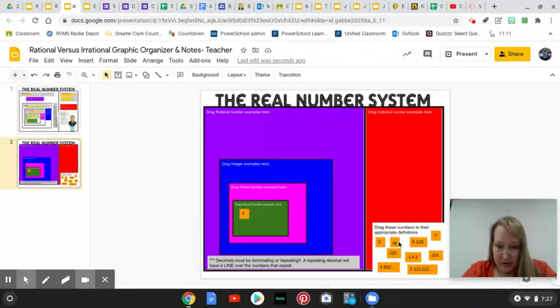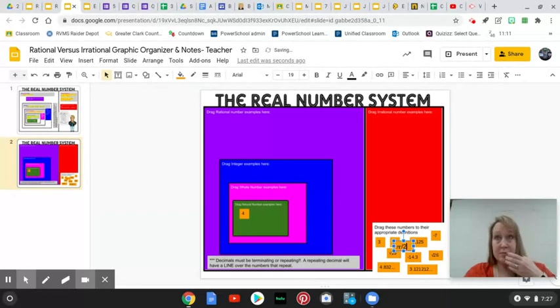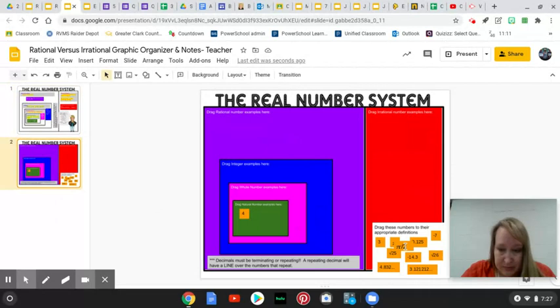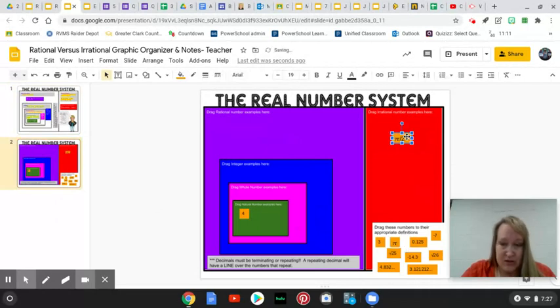Now let's do the example of pi. So I will again try to select. And instead of it being pi, I'm going to say pi over 2. Well, it's written as a fraction, so that means it's rational, but it has pi in it, and pi is irrational. So that means I have to drag that one to the irrational system because pi is irrational.